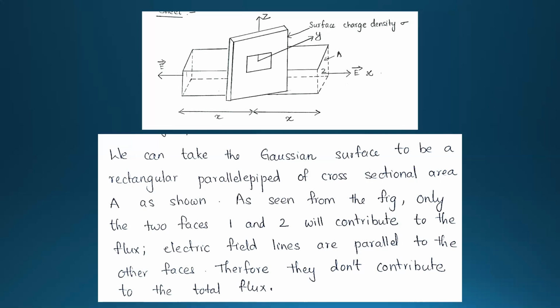Then what will contribute to the flux? Only the two faces which I have pointed here as 1 and 2 will contribute to the flux, because electric field lines are parallel to the other faces. Therefore, they don't contribute to the total flux. But in this case, for these two surfaces, that is surface 1 and surface 2, the electric field is normal, meaning perpendicular to the surface.